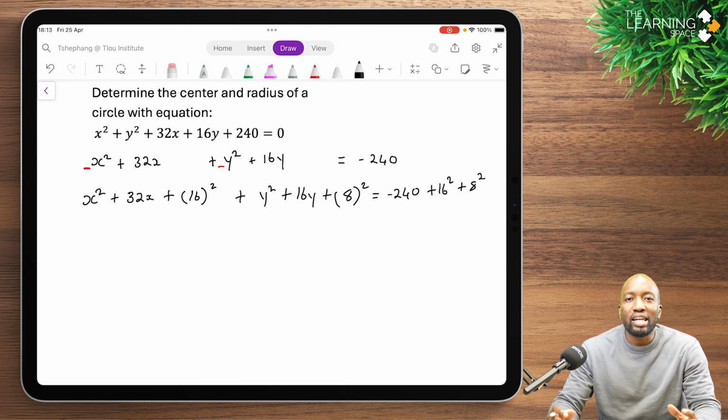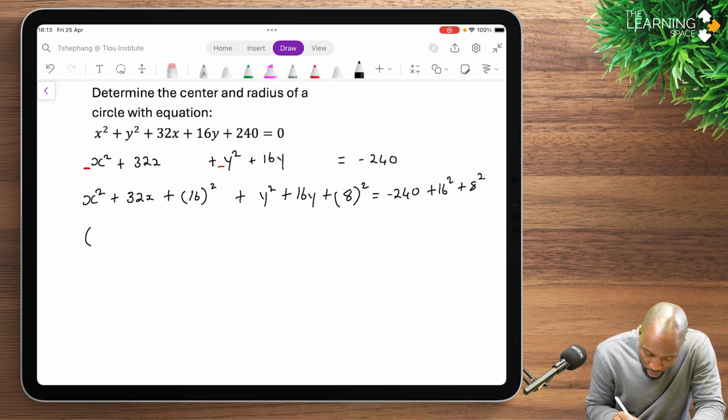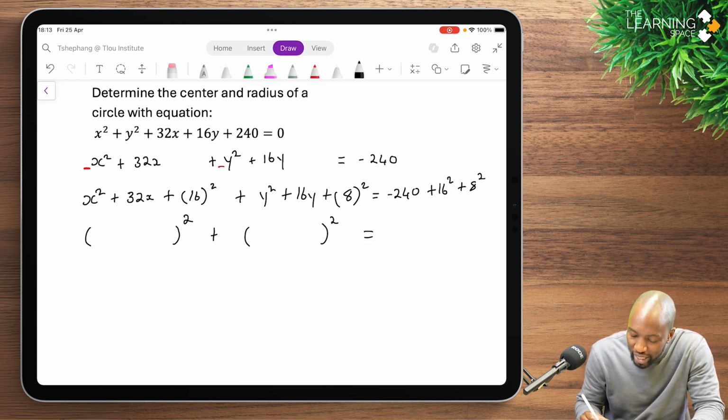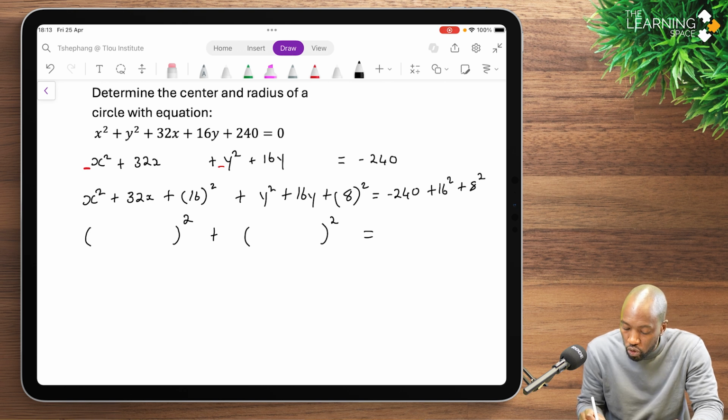Just like that. Now we need to put this stuff in brackets. Here I'm just going to open my brackets like that, immediately put a squared, and then plus another set of brackets, immediately put a squared. And then here we're just going to rely on the calculator for that answer. We are going to get 80.